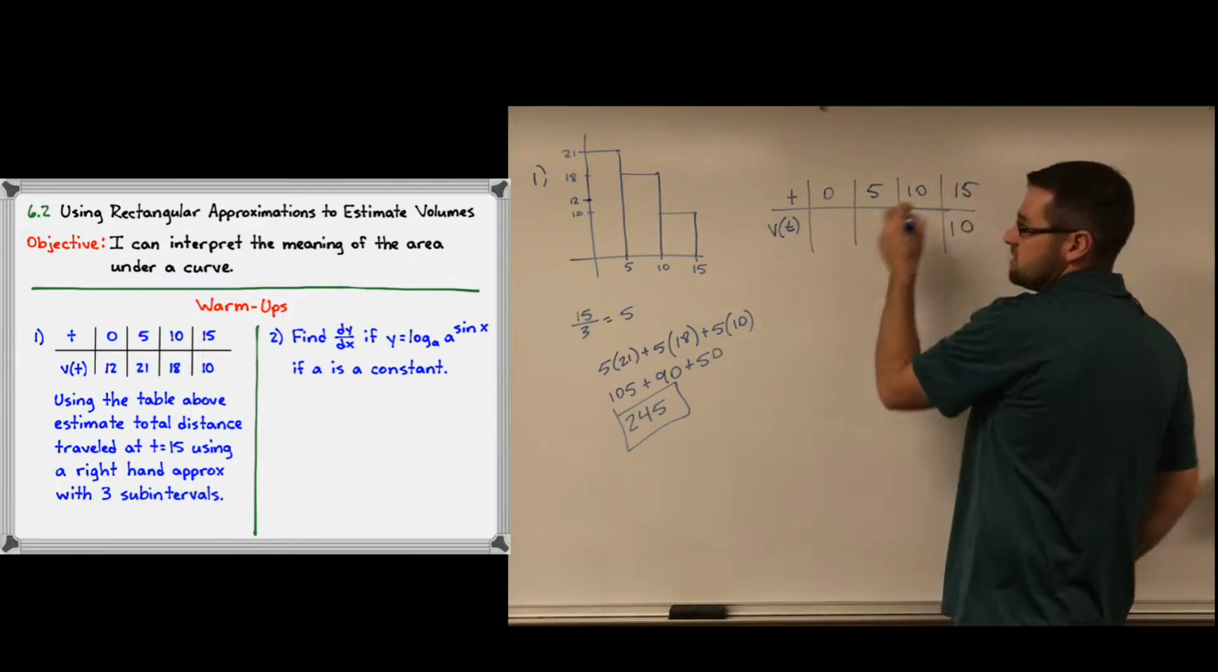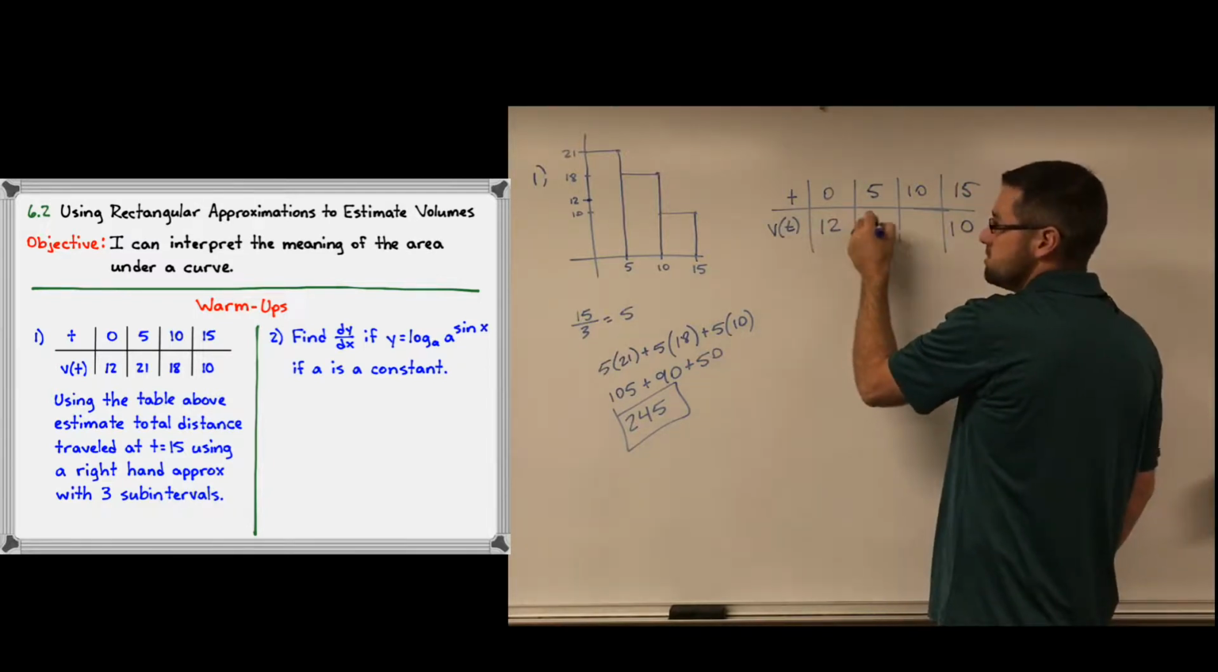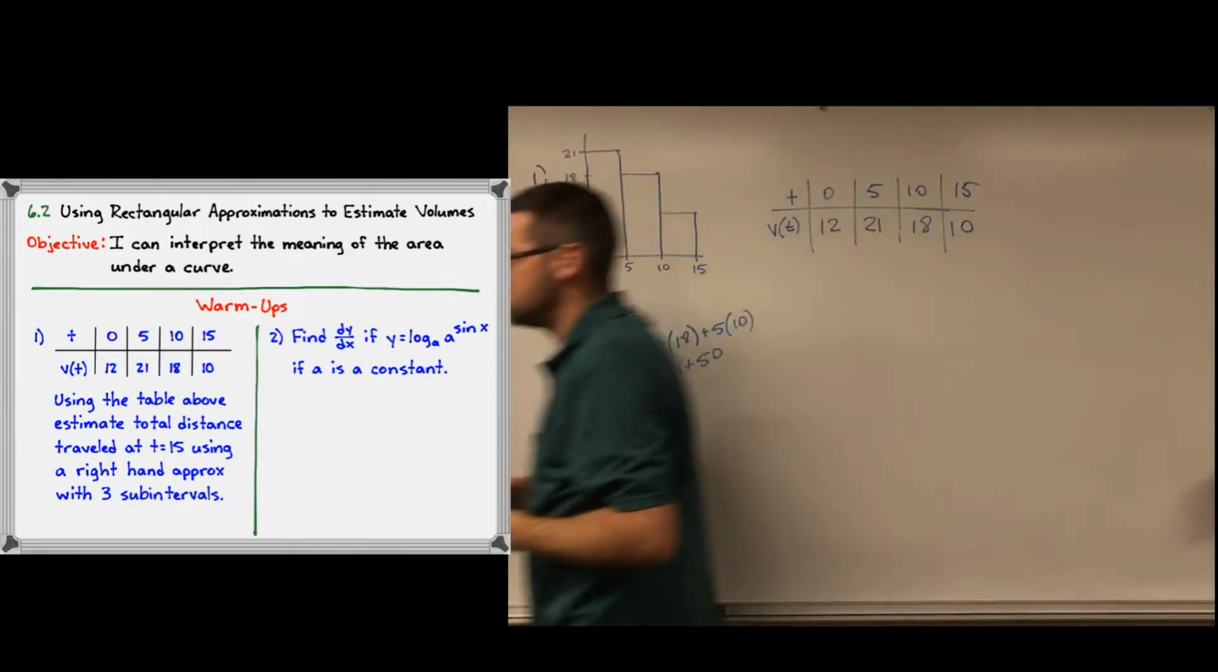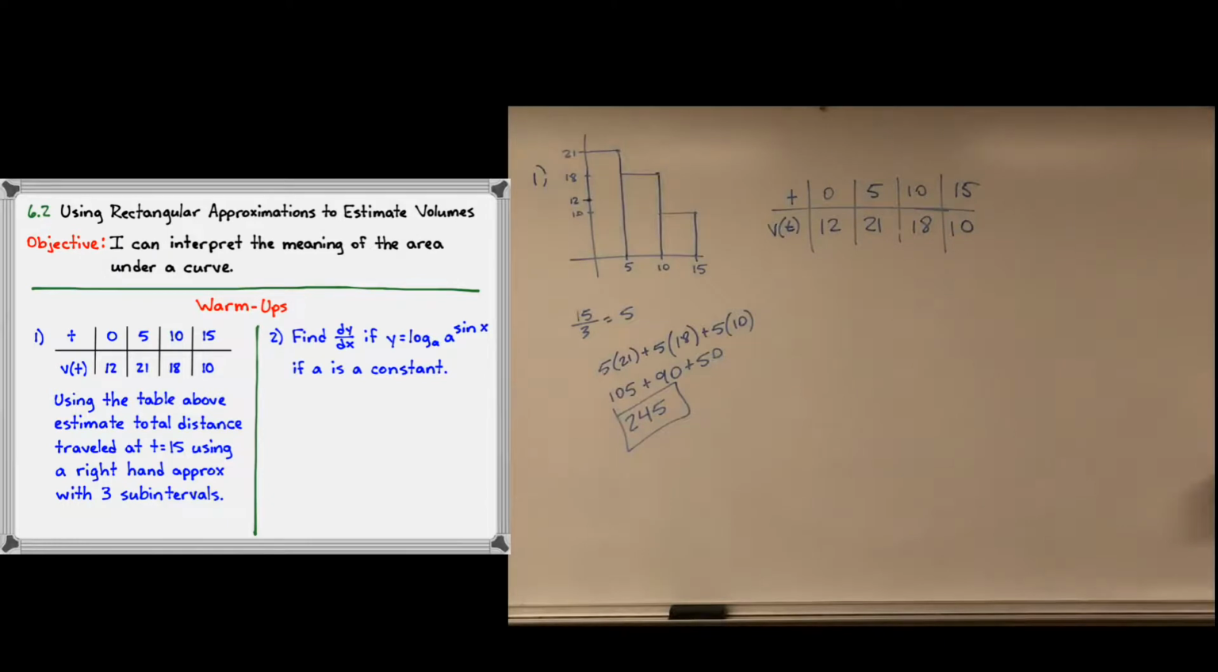Okay, let's look at this in terms of the table so you can kind of see what to do in maybe an easier way. If I'm cutting this table into 3 equal subintervals, again, how wide is each subinterval? 5.